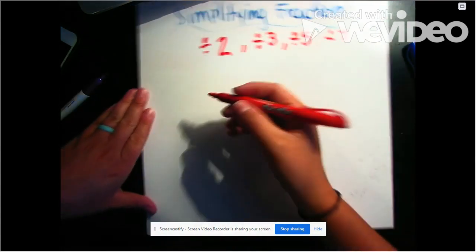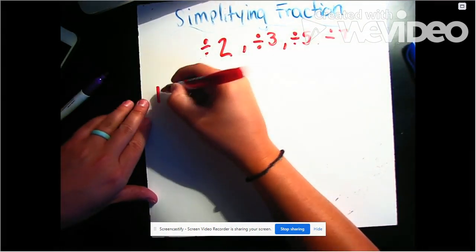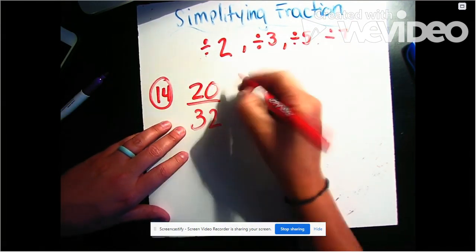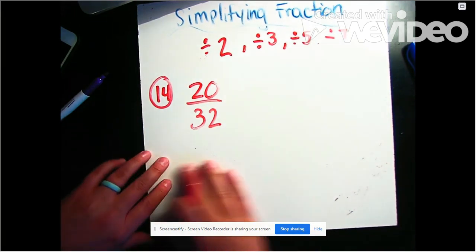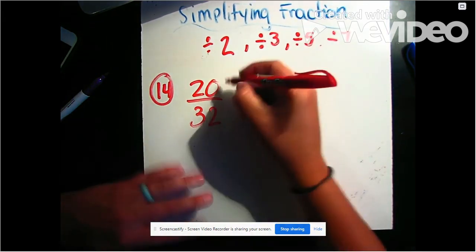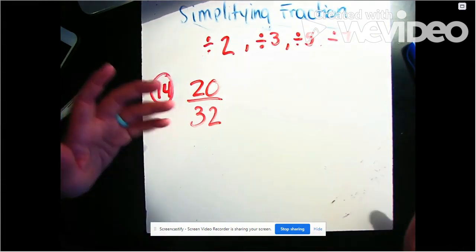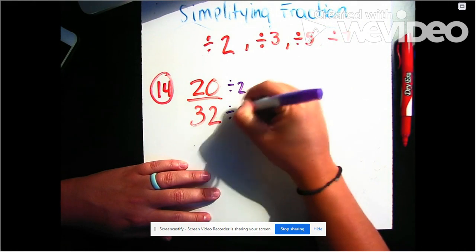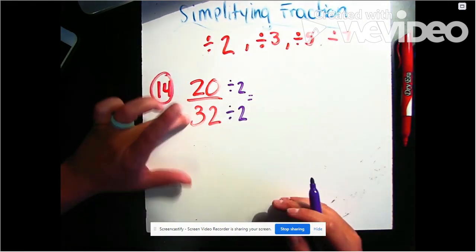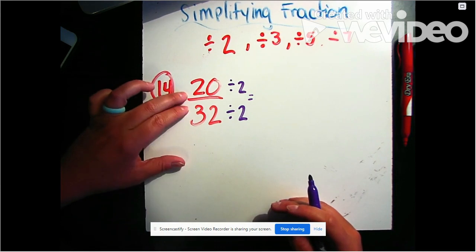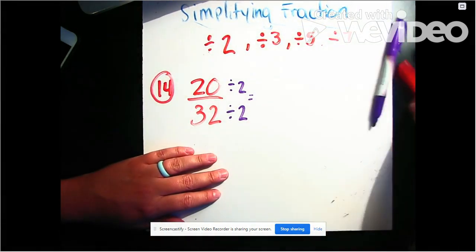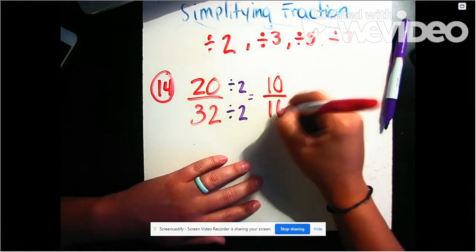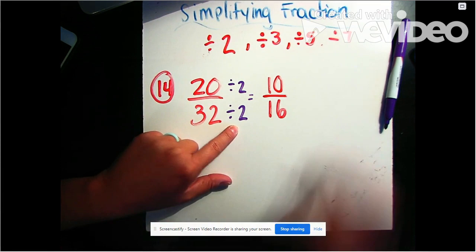All right, so let's try another one with this method. Let's look at number 14. I have 20/32, okay? So instead of doing the greatest common factor way, where I have to find out all the factors, we can start with trying to divide by 2 each time. If they're both even numbers, you will be able to divide by 2. So 20 divided by 2 is 10. 32 divided by 2 is 16. Next step, try dividing by 2 again.